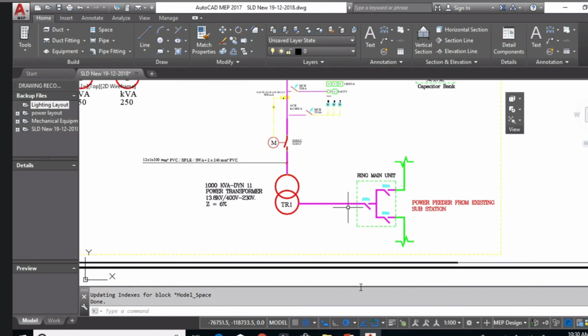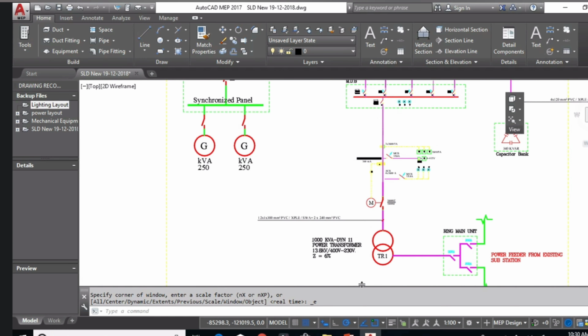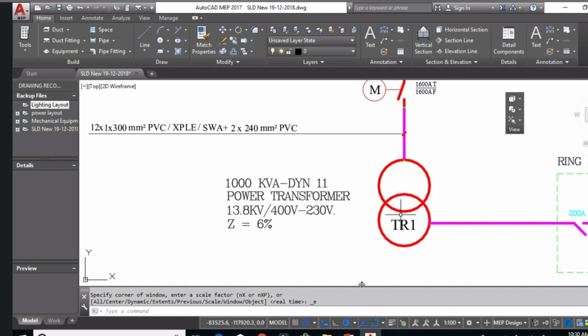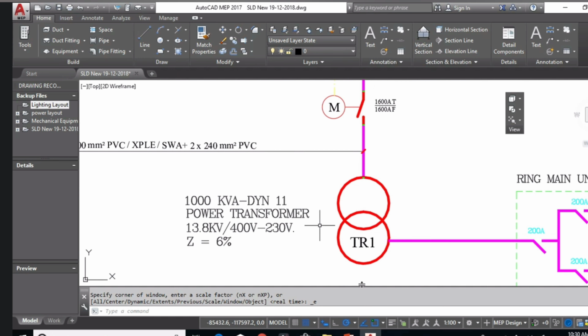And after that, here I'm going to the transformer, 1000 kVA delta star. The impedance is 6% and the medium voltage side is 13.8 kilovolt, and the secondary output is 400 volt for 3 phase and 230 volt for single phase.